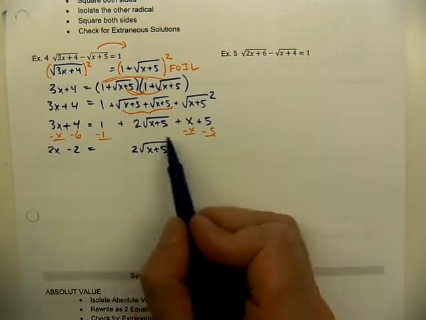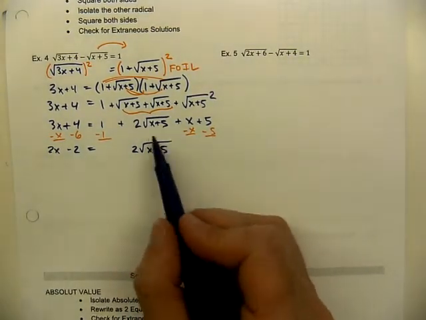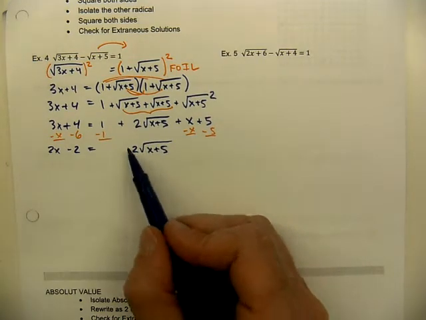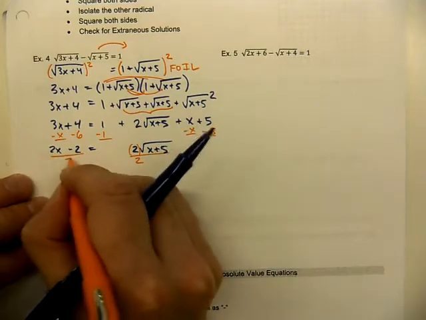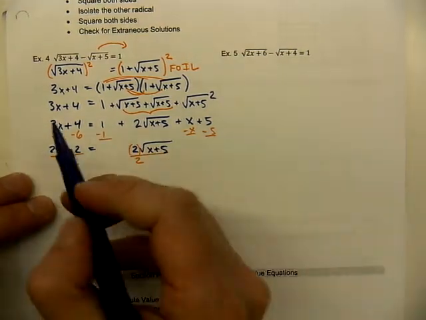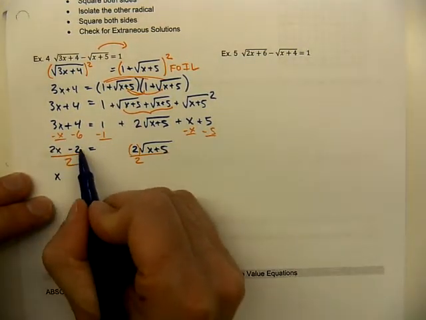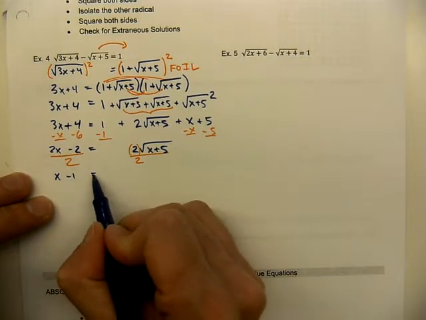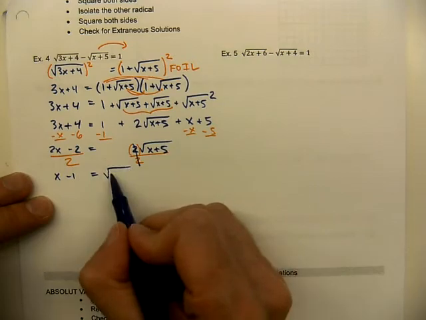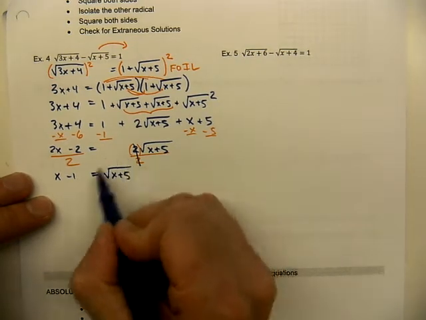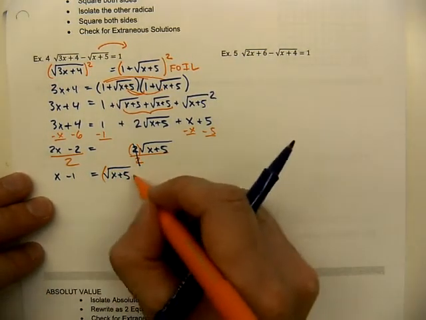What do you think? Is that radical isolated now? No, it's not. We still have this multiplier of 2, so we have to undo that with division. Let's divide both sides by 2. So 2x divided by 2 is 1x, and negative 2 divided by 2 is a negative 1. And those cancel out, of course. That leaves you with just the root x plus 5. So now it's isolated. So now we're going to square both sides.